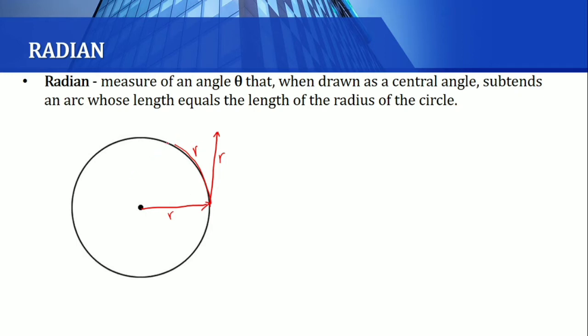pero yung length niya is equivalent pa rin sa r. And kapag nag-drawing ulit tayo ng radius from this endpoint hanggang dun sa center, sabi niya, when drawn as a central angle, it subtends an arc whose length is equal to the length of the radius of the circle. So kapag equal daw yung radius, yung length ng arc ng circle is equal to the radius of the circle. So, ibig sabihin, yun daw ay 1 radian.